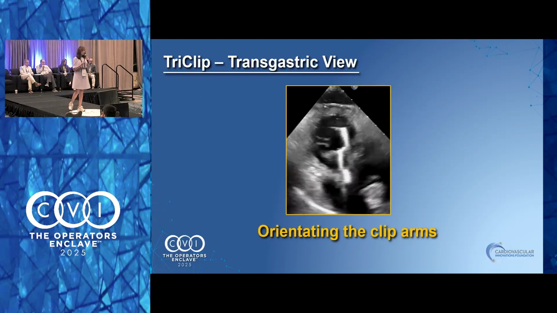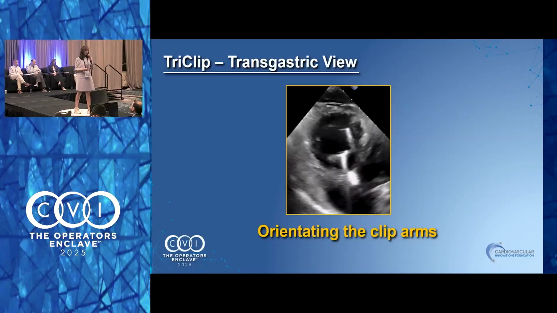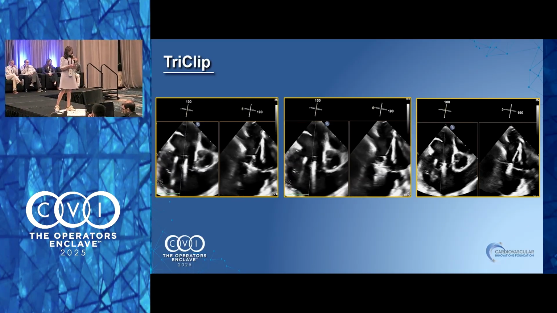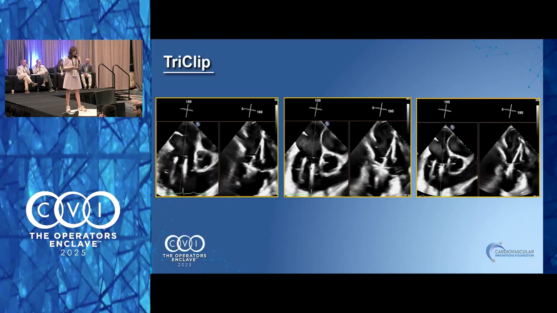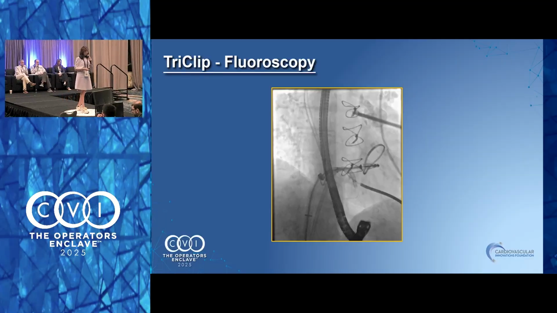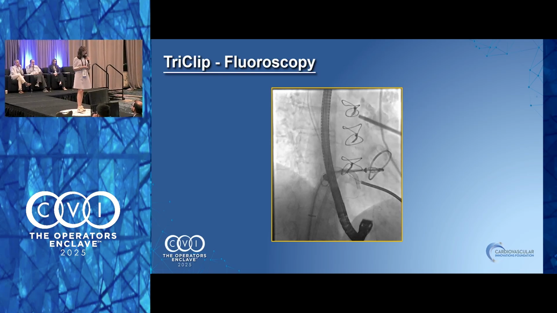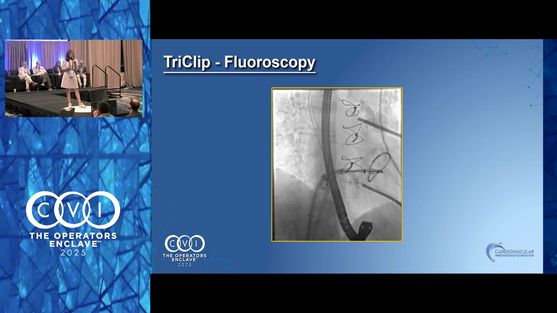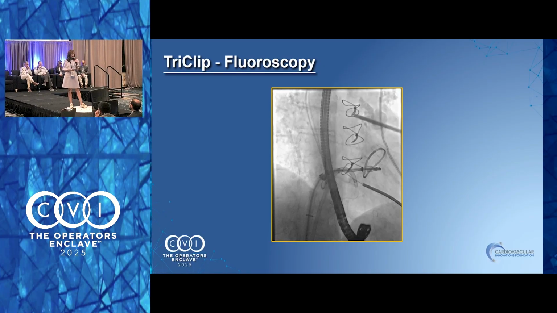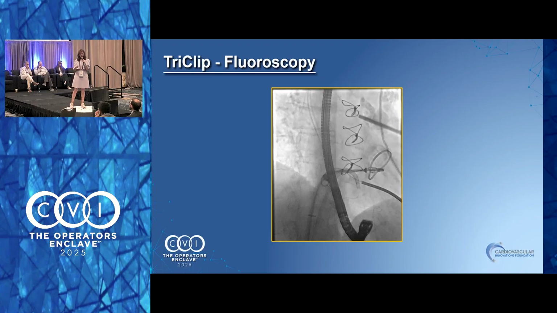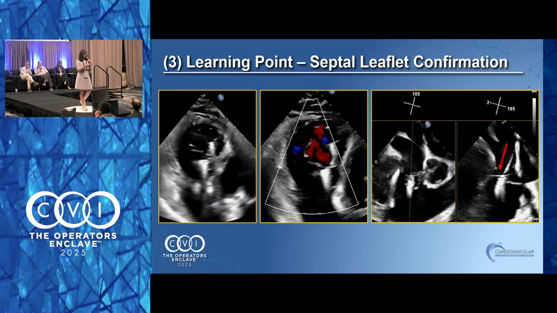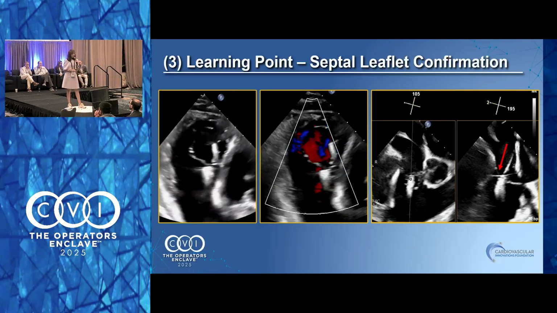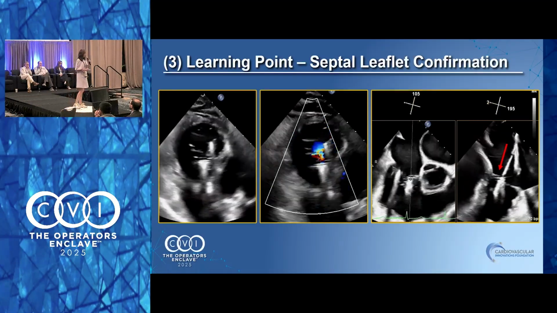In terms of the transgastric view, once we maneuver, orientating the clip arms in the transgastric view, that's the holy grail, then we were into the offset in terms of grasping view. Looking at the fluoroscopy, I put this in because you can see there's so much stuff in there. The only missing thing was ICE, but we didn't need ICE in this case. We managed to get the transgastric view and the grasping view.